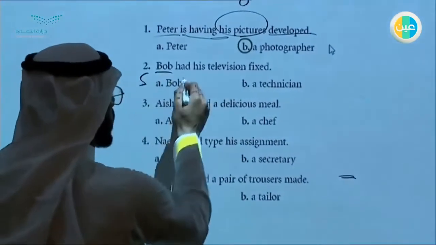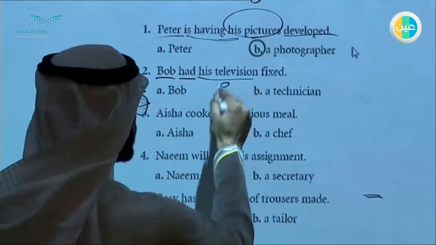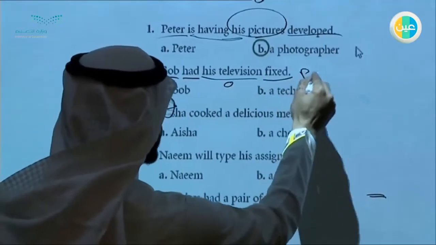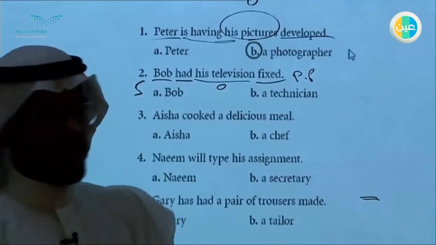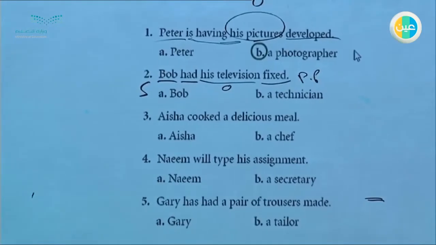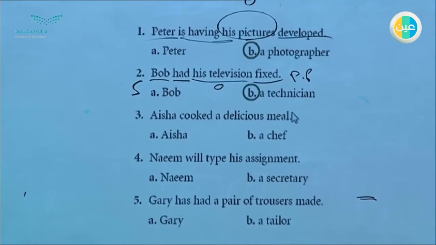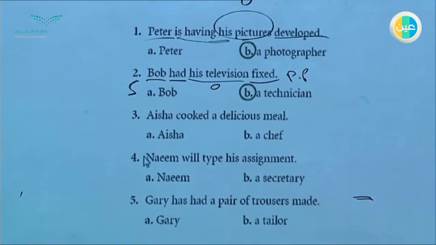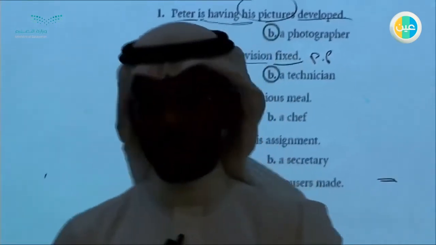Number 2, Bob had his television fixed. Bob is the subject, had. And his television is the object. The verb is past participle. So Bob didn't do this action. Bob had his television fixed, meaning his television was fixed by a technician. Okay. Now I hope that's clear. So thank you very much for watching.